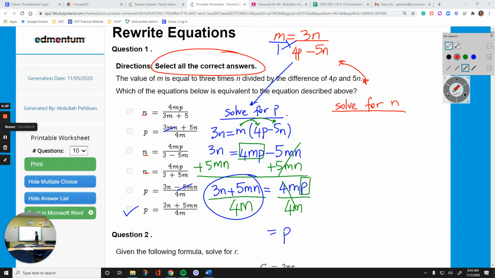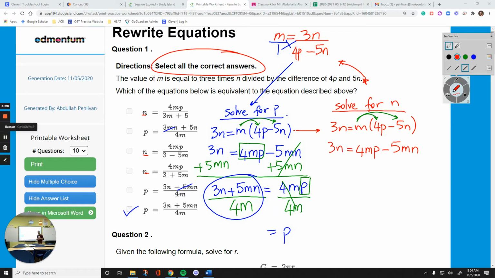Step 1 was the same, do cross multiplication. So my first equation is going to be the same. I'm just going to copy it to here. 3n equals m times 4p minus 5n. And remember, this time I'm solving this for n. N should be all by itself. Step 1, distribution. Multiply these two and these two. So that gives me 4mp on the right side minus 5mn, keep the number, multiply m by n. Bring down the left side.